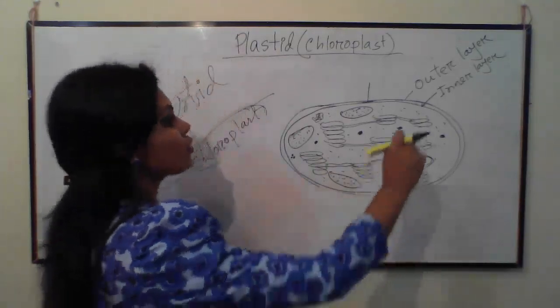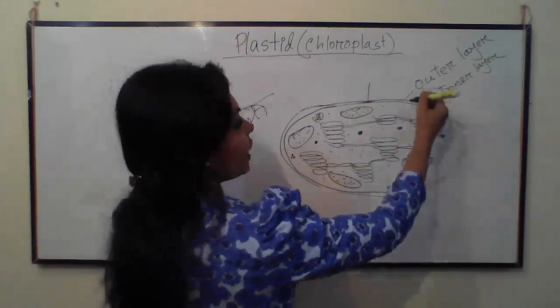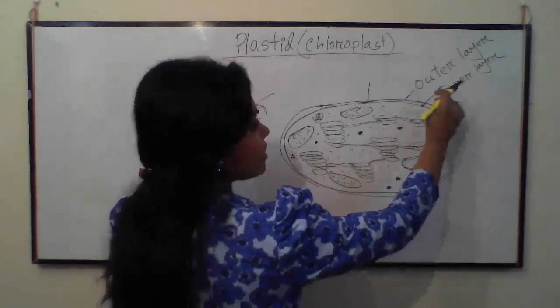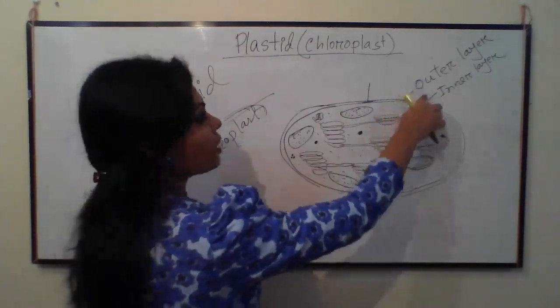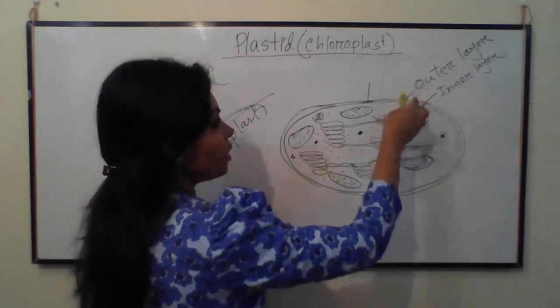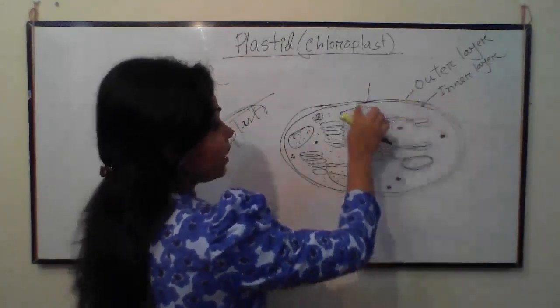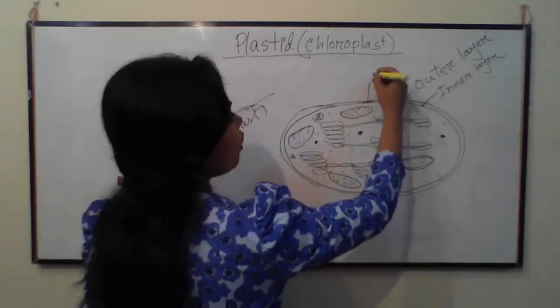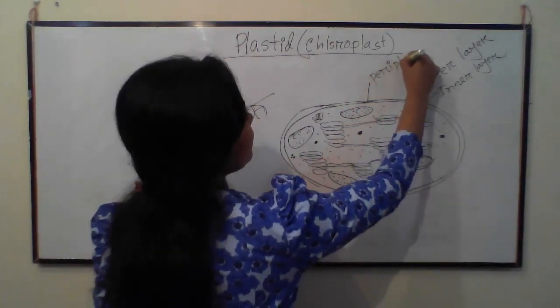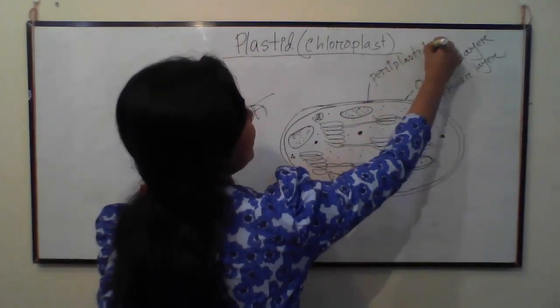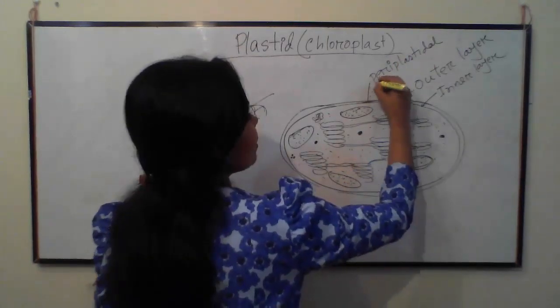Okay. So now, I already told you that is the outer layer and that is the inner layer of the chloroplast, and between the outer layer and inner layer, there is another space that is called periplastidal space.